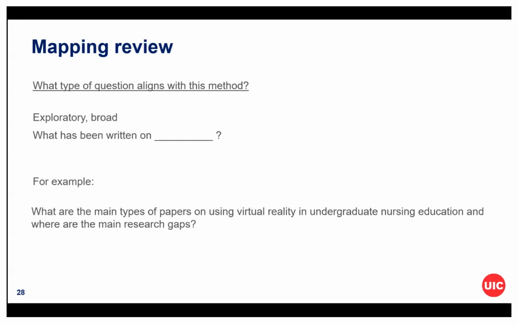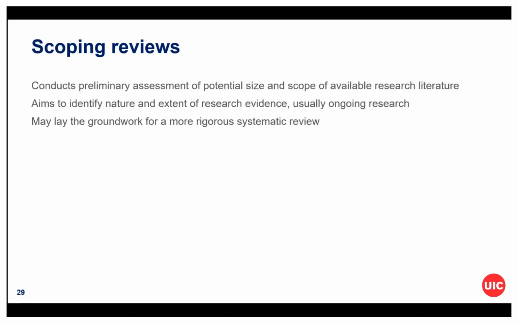So mapping reviews can identify subtopics that are already covered in the literature, help you summarize what is already known, and enable you to identify gaps that you might target with your own research. So here's an example, which I think I took from Booth's book: What are the main types of papers on using virtual reality in undergraduate nursing education, and where are the major research gaps? As you see, this is a broad question.